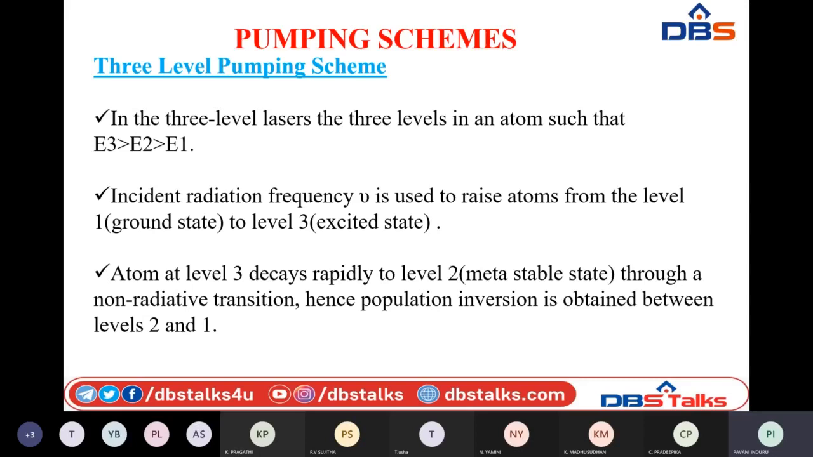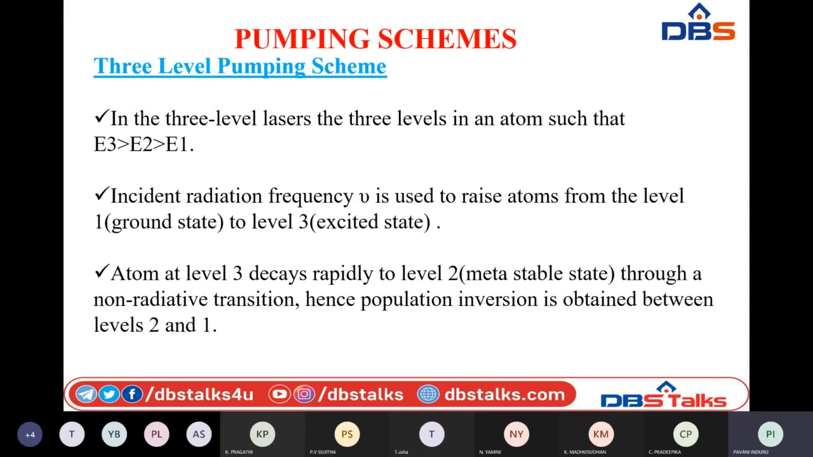In the 3-level pumping scheme, we have 3 energy states. Those energy states are in such a way that E3 is always greater than E2 and E2 is always greater than E1. So E3 is the upper excited state and E2 is in the middle. Its energy lies between E3 and E1.